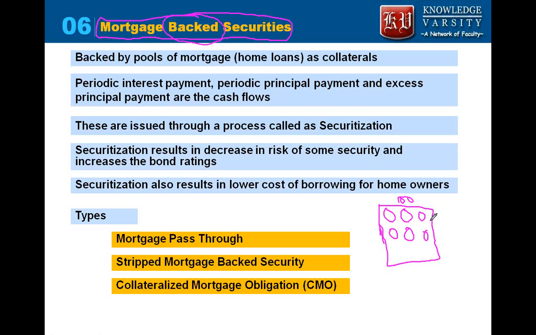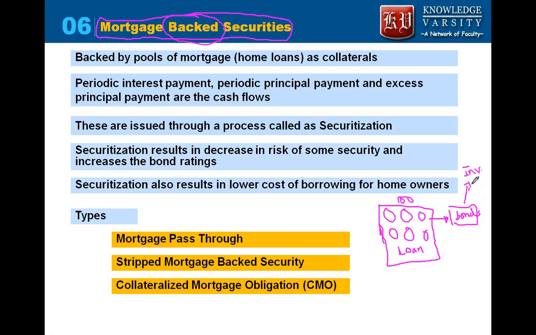Out of this, what happens? These loans are being sponsored by some banks, etc. So some third party buys these loans from those banks and creates a pool. This is a pool of loans, specifically mortgage loans, and from this pool they create bonds. They will issue bonds out of this pool, and these bonds are sold to investors.